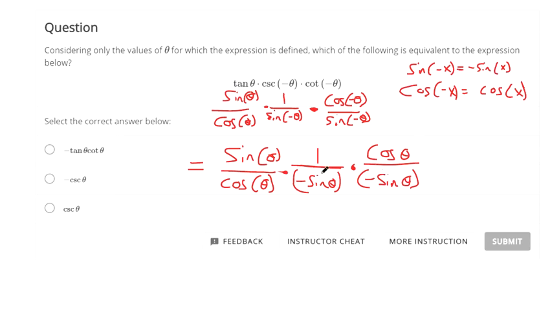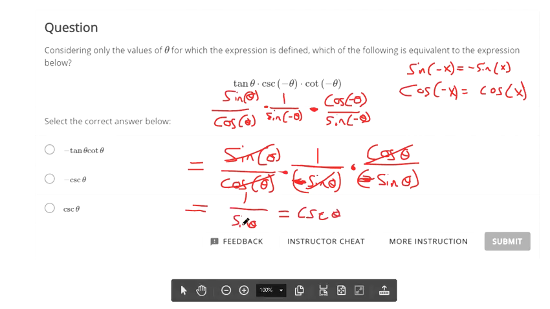Now we have some things that are going to cancel out. Let's take care of the negative signs right now because a negative times a negative makes a positive, so let's get rid of that. Cosine and cosine cancel, sine and sine cancel, so we're left with 1 over sine, but that is cosecant, right? Those are both the same thing. So with the options here, this is our best option.